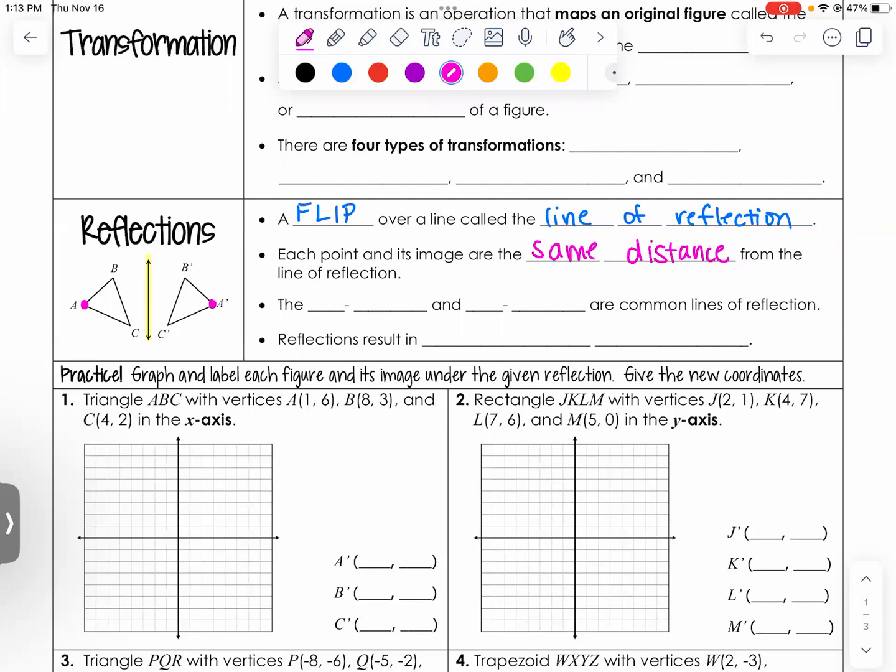I don't care. Line of reflection. And there's no and. Oh, no, that's the next one. Oh, I'm not supposed to write that. Miss. What?